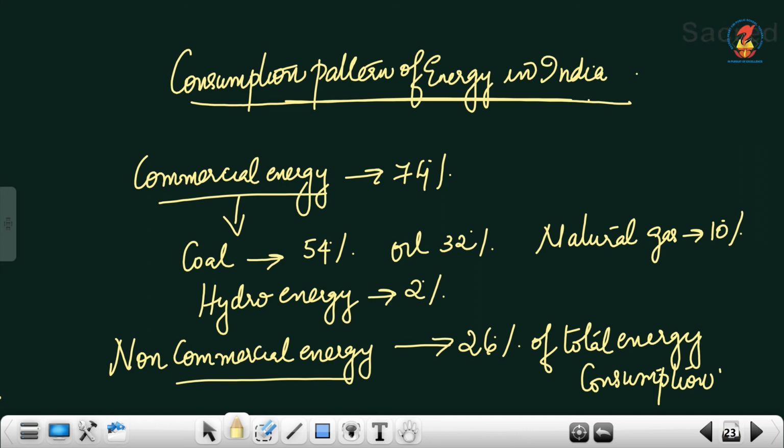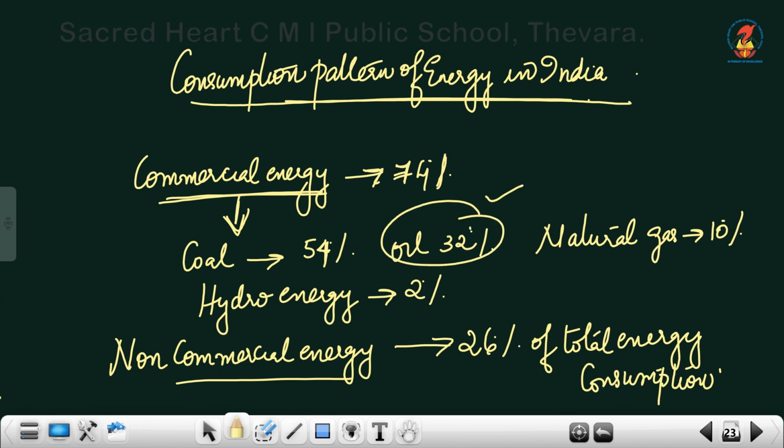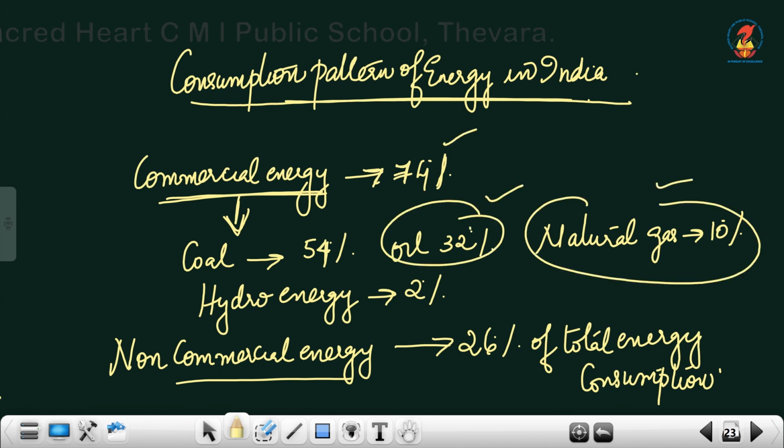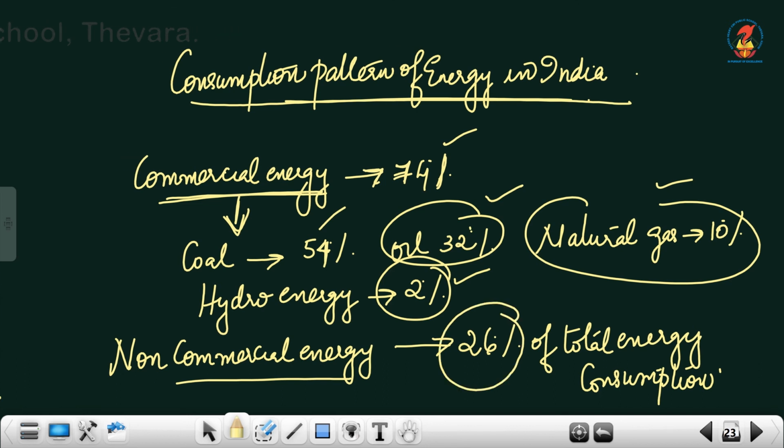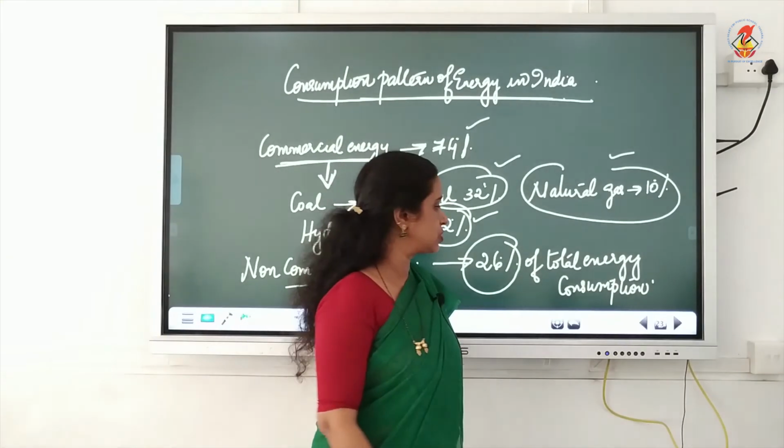Now we have discussed commercial energy. There we have coal, then hydro energy, natural gas. Commercial energy is 74%, coal is 54% which is in use, oil 32%, natural gas 10%, hydro energy 2%. Okay. In non-commercial sources of energy, only 26% of total energy consumption is made in non-commercial sources of energy.